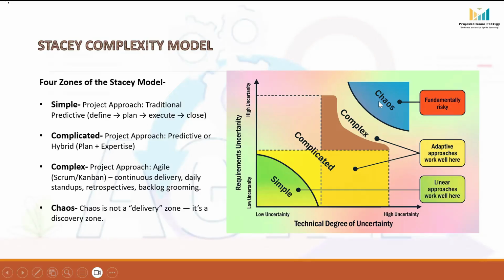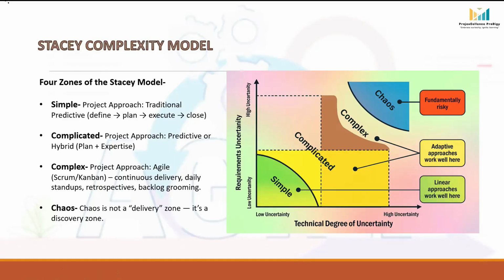If you have noticed, it's drawn as a mirror opposite to the simple zone, because the simple zone is the most stable and structured, with low uncertainty on both axes. The chaos zone is exactly opposite to the simple zone, most unstable and unstructured, with high uncertainty on both axes. Projects in the chaos zone are not ready for execution. You must first stabilize at least one axis.